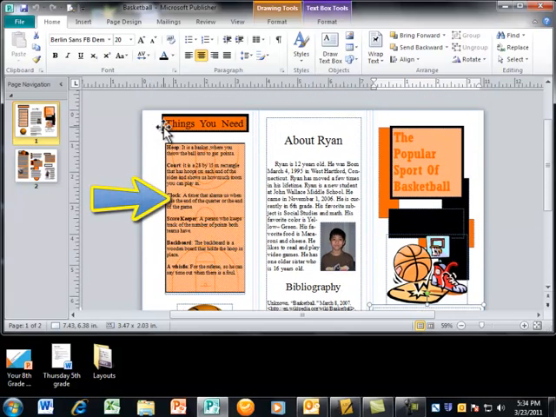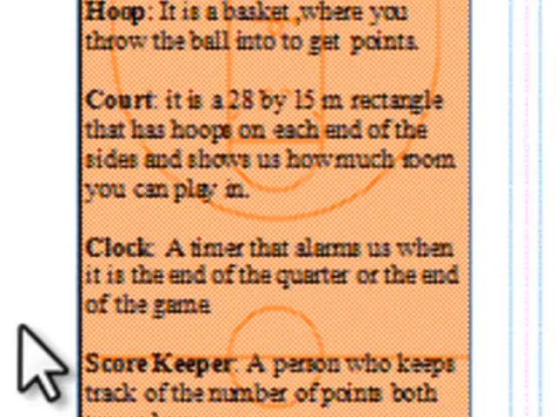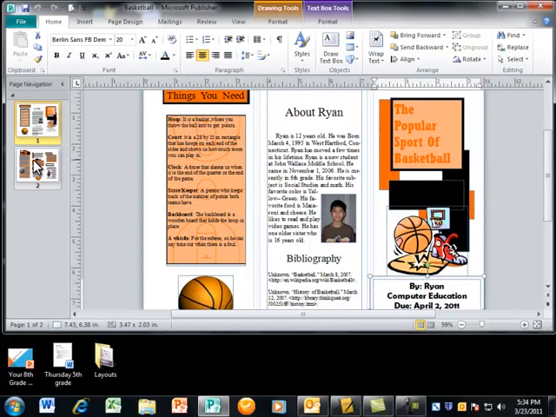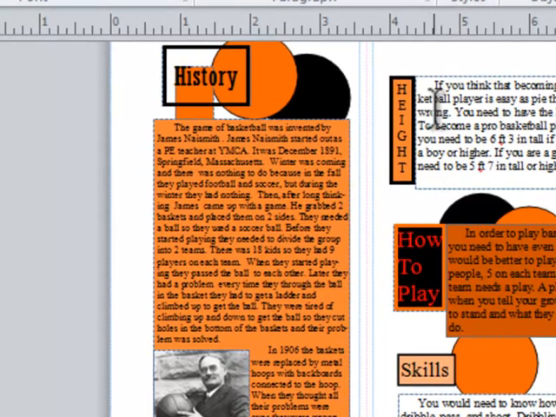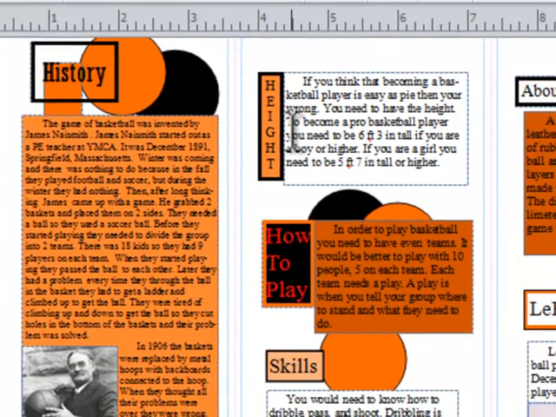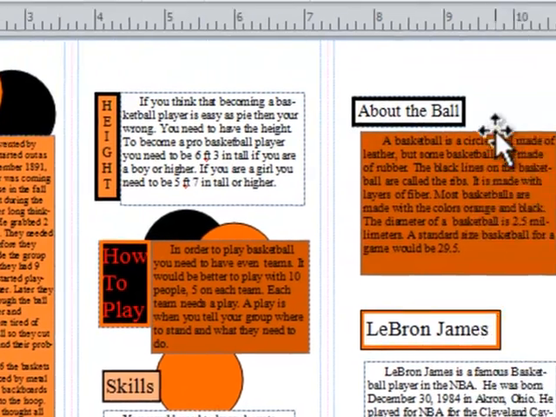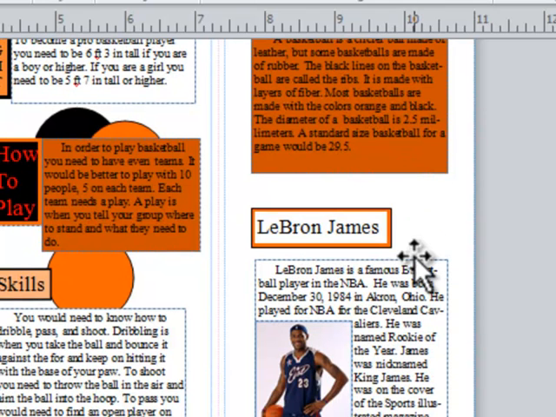If you look over on this side panel, we've got information on the things you need to play basketball, and notice the very nice background design that this student chose to put behind his vocabulary words. On page 2, with the other 3 panels, he has 3 more informational panels, and these will be the inside of the brochure. He's got a history panel, a panel that covers the height of a basketball player, how to play, some skills you might need, about the ball itself, and a little portion about a famous player, LeBron James.